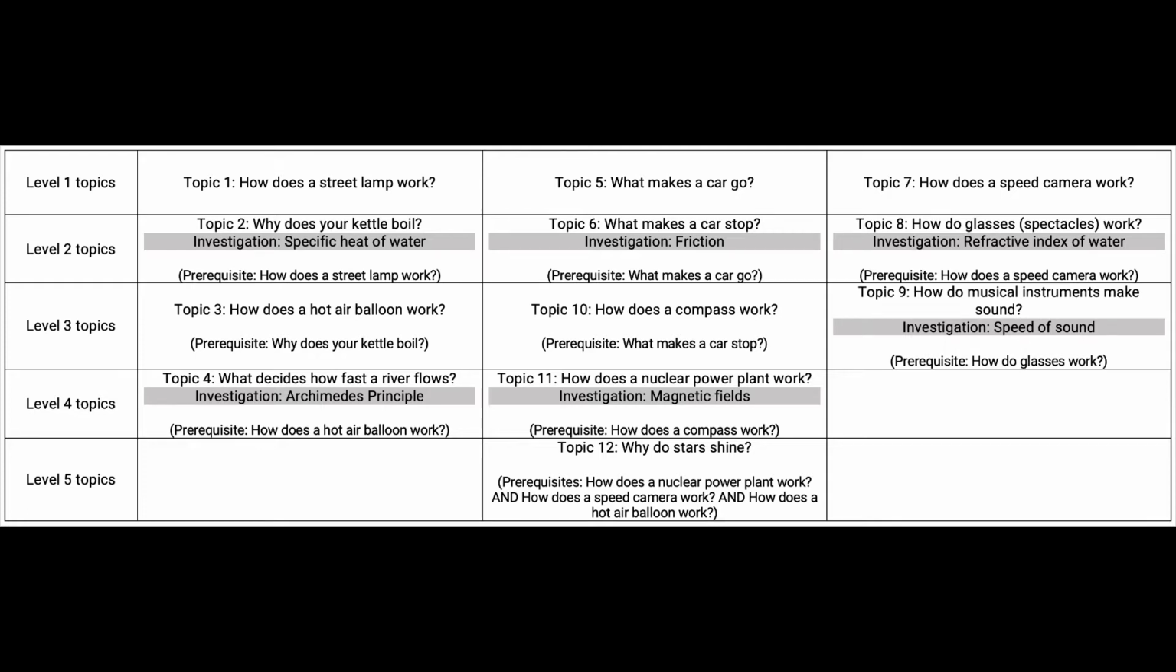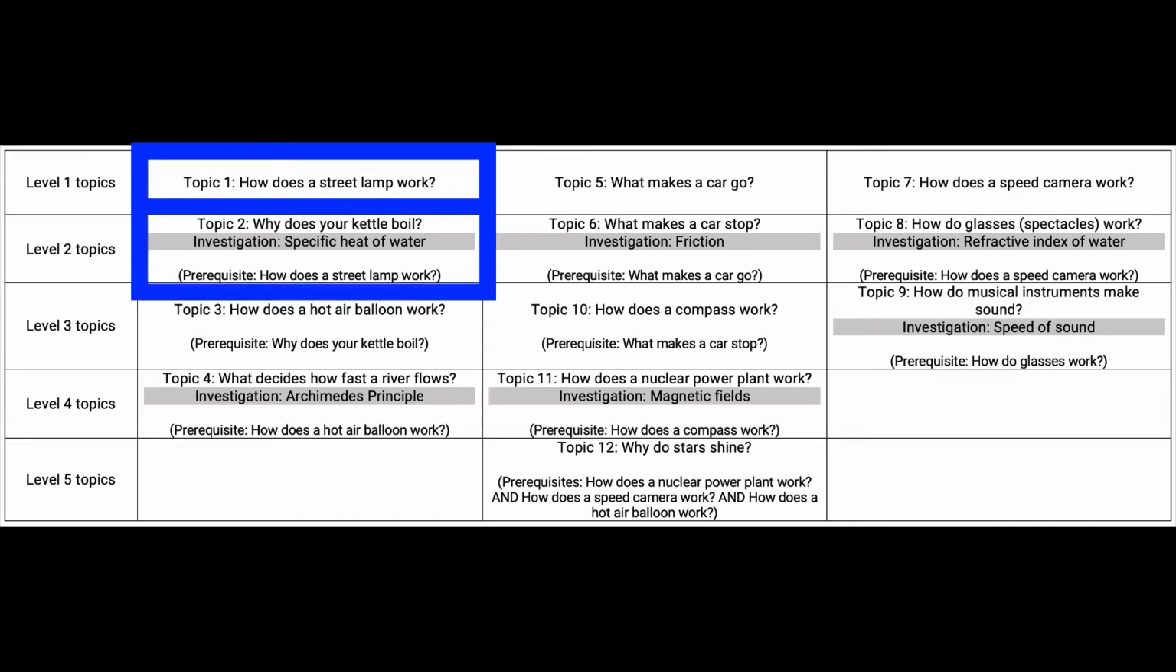So for example, you may choose to do the streetlight topic in week 1 and the kettle topic in week 2. Now, if you do this, you will be able to access the kettle investigation, which is going to allow you to measure the specific heat of water using a kettle, a stopwatch, and a thermometer, the thermometer being optional. But to understand how to do the kettle experiment, you need to have done the kettle topic. To do the kettle topic, you need to have done the streetlight topic. So that's how that works.